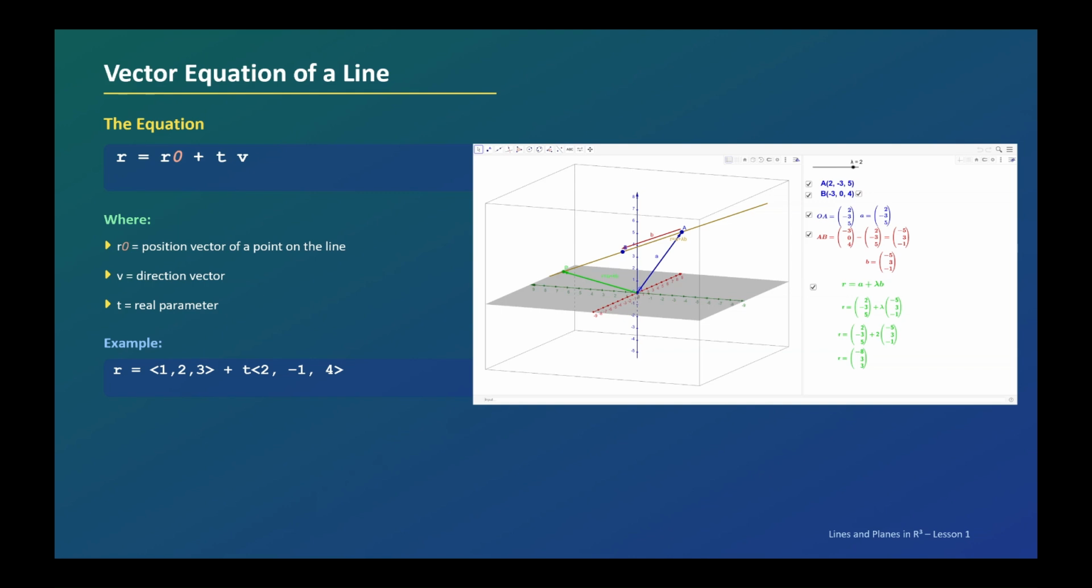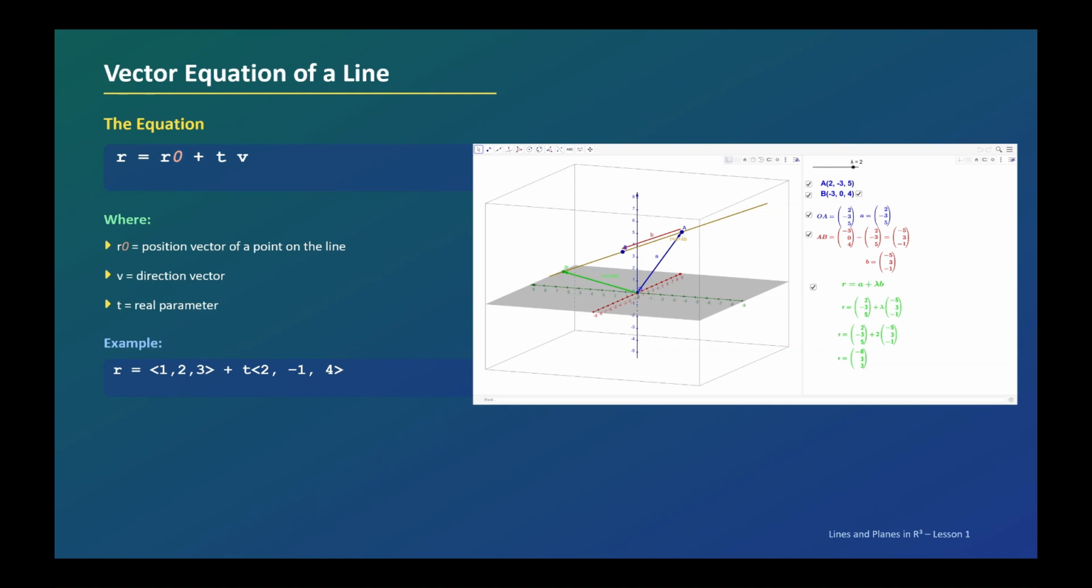Now, let's talk about the vector equation of a line. If we want to describe a line in three-dimensional space, we need two things: a point on the line and a direction vector. We write the equation as r equals r naught plus tv. Here, r naught is the position vector of the point on the line, v is the direction vector, and t is the parameter that can take any real value. As t changes, the point moves along the line.